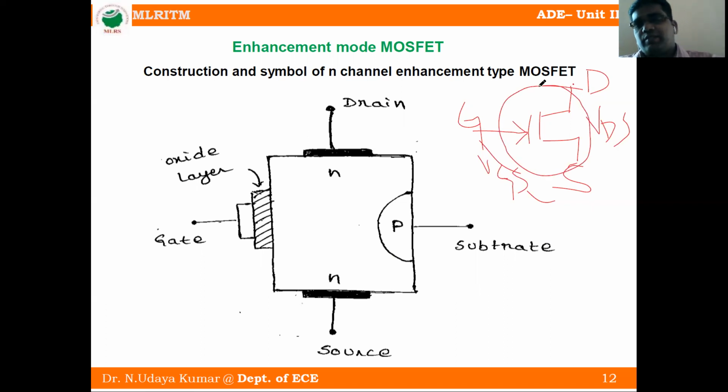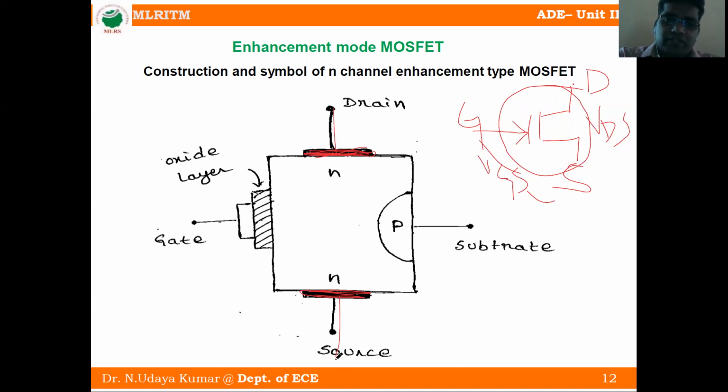Enhancement MOSFET is similar to JFET, but with small variations. Here we are using an oxide layer. You can observe this is one metallic bar, and here also one metallic bar. Both are N-type material. This one is the drain and this one is the source.